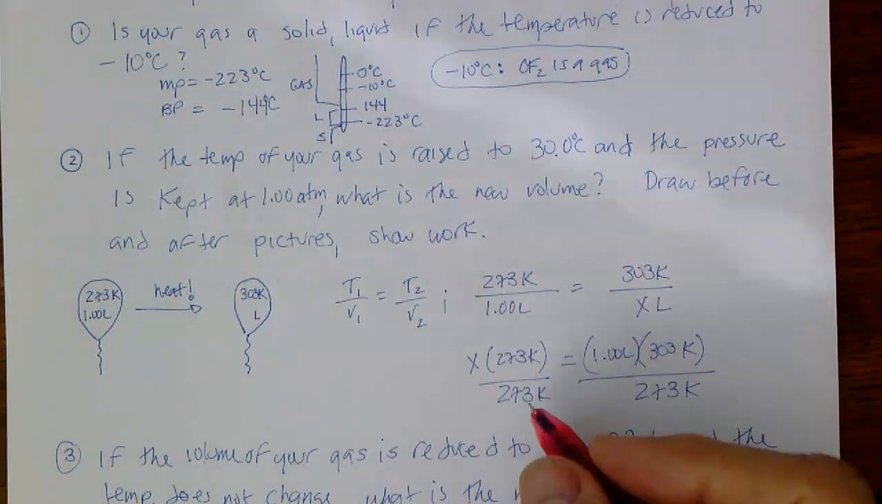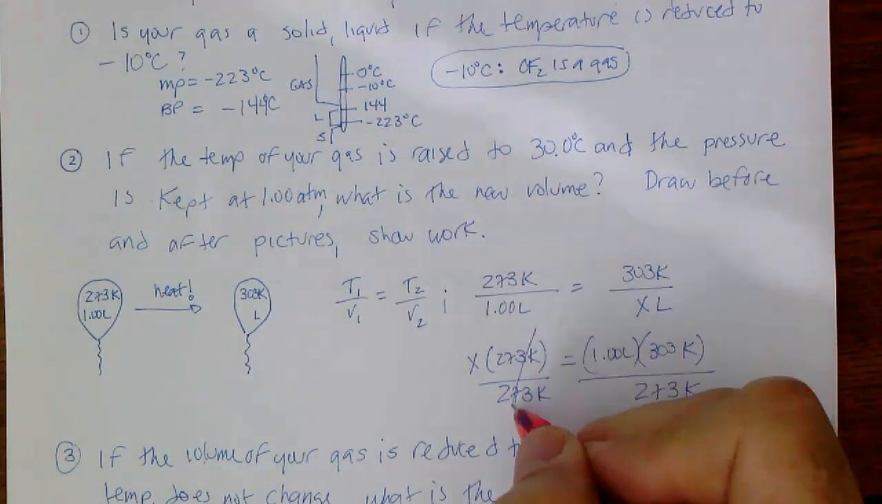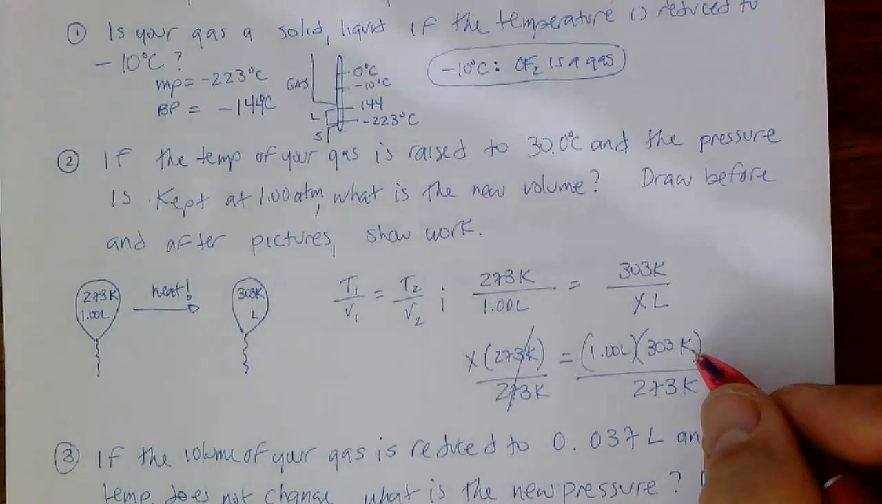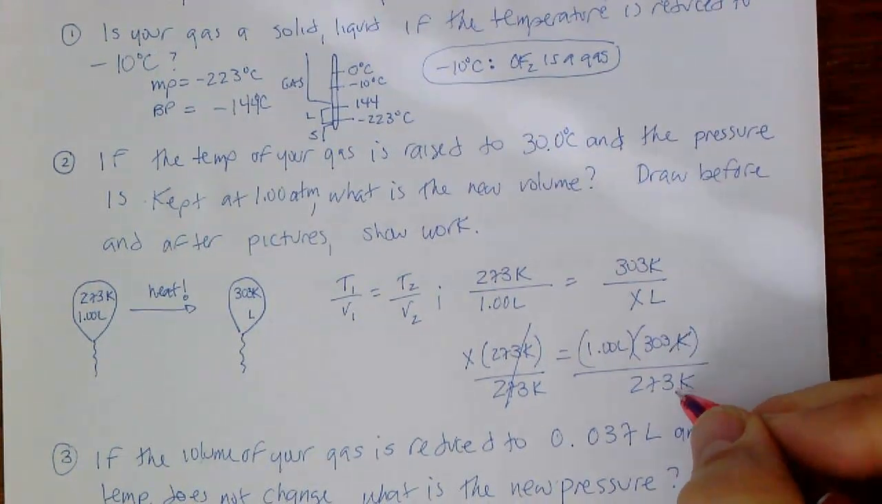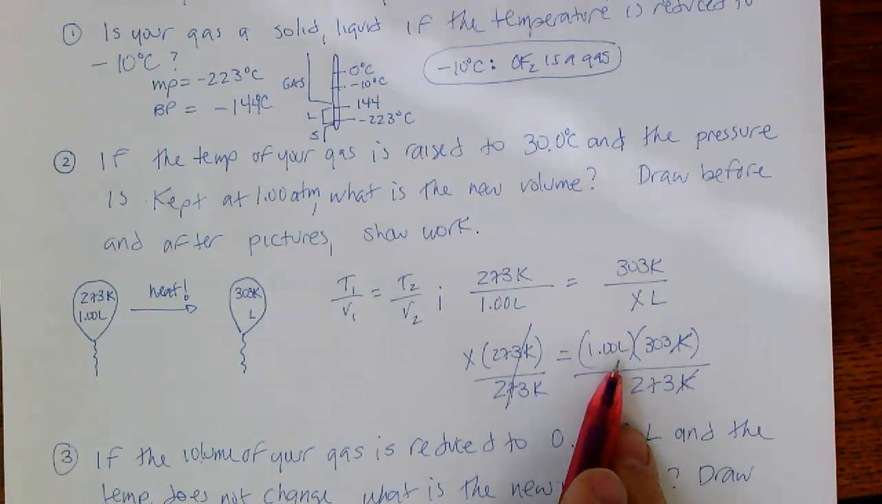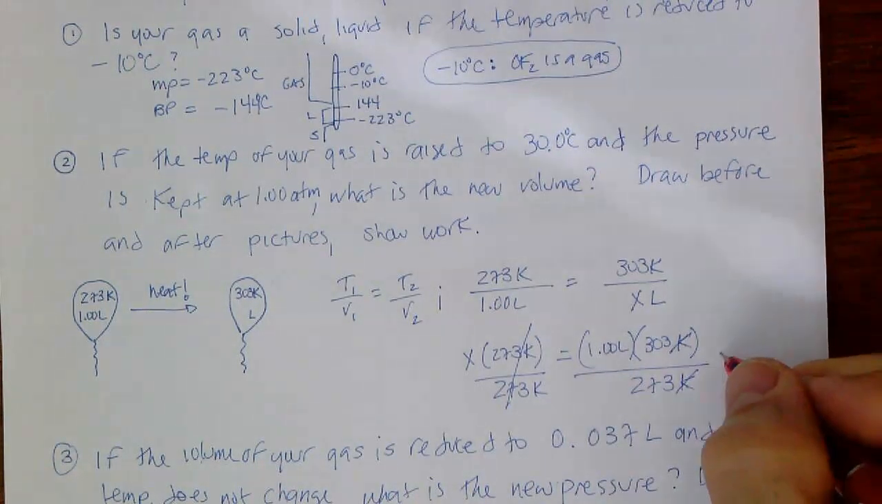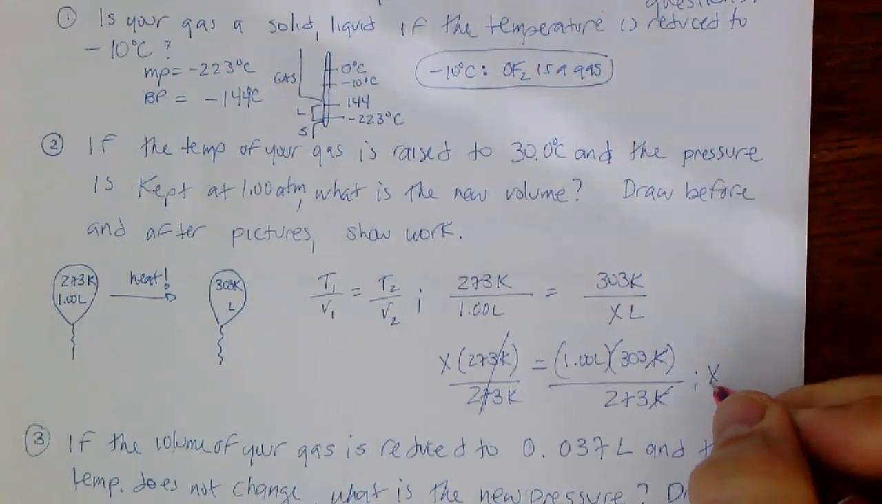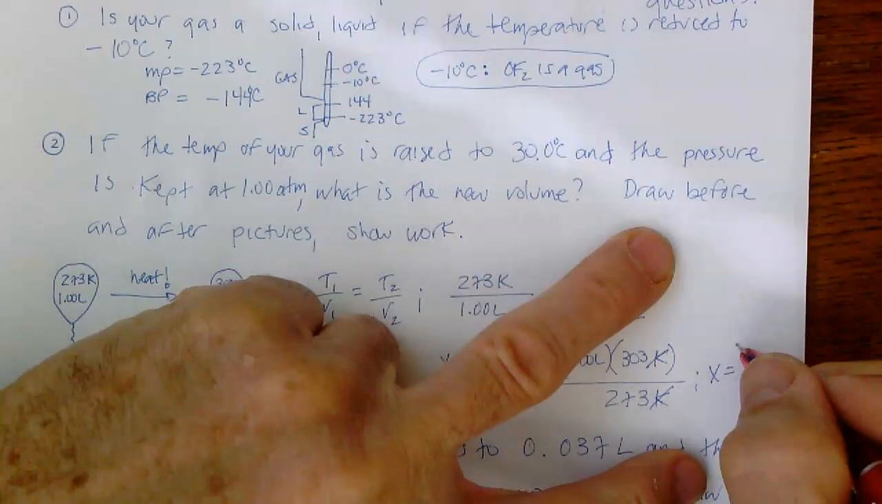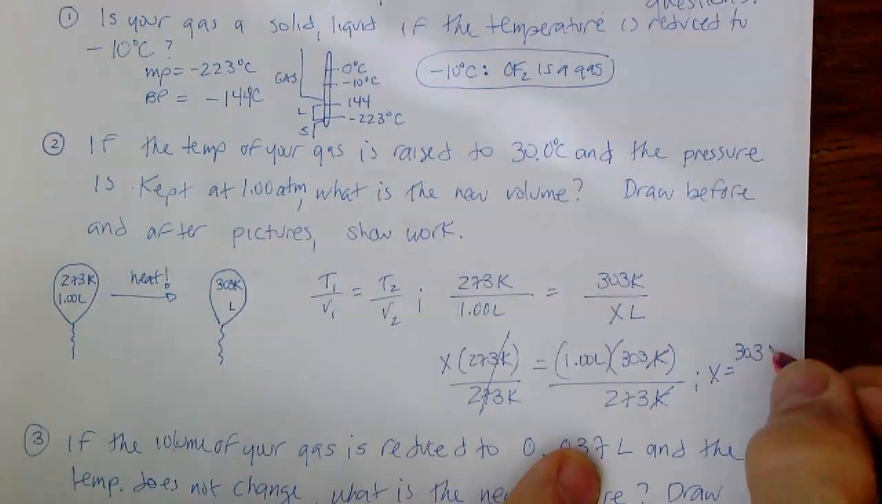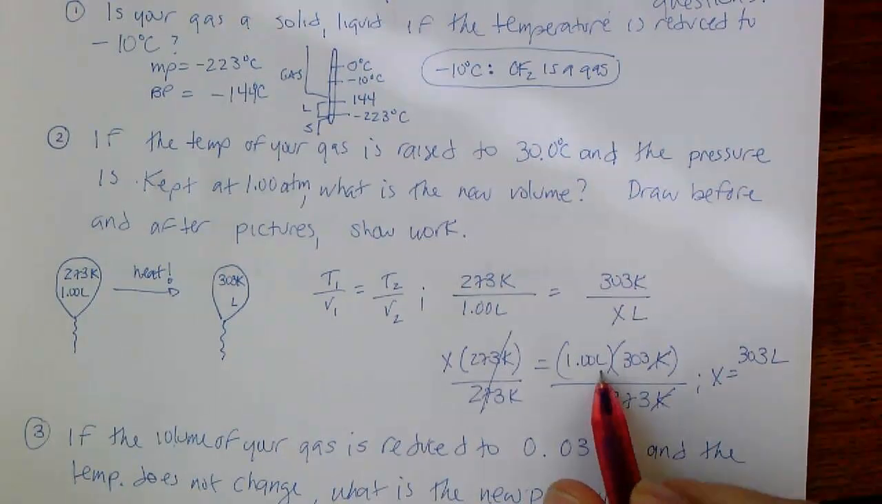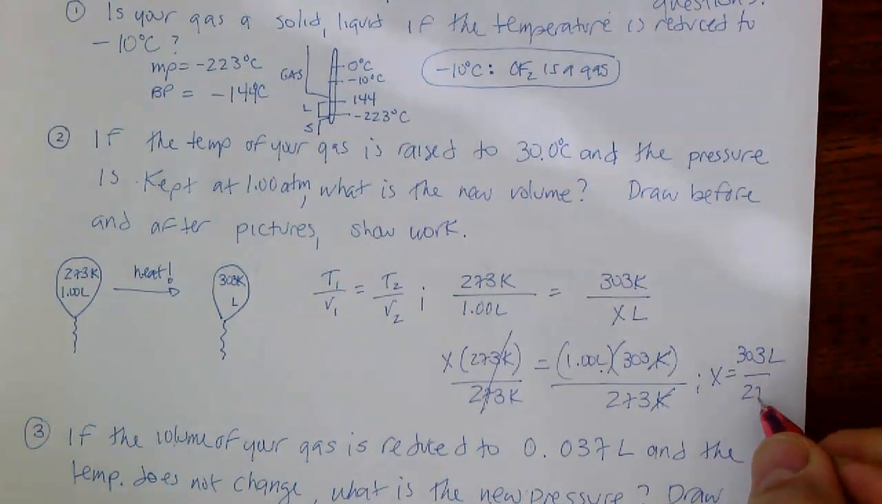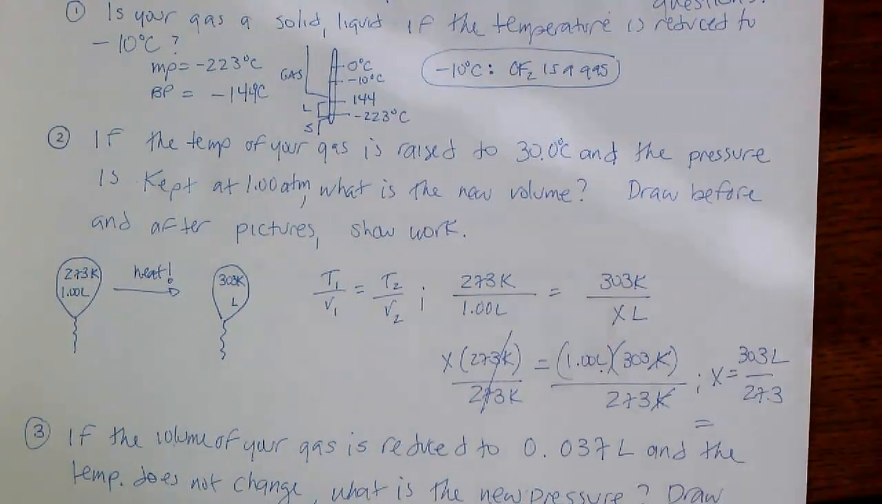Let's clean it up. 273 K over 273 K equals 1. K over K is gone, leaving us with liters, which I like. And the new X is going to equal 303 liters. See how that unit is left standing? Divided by 273. And let's punch that in.